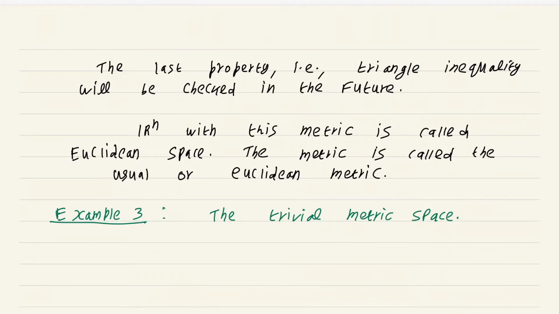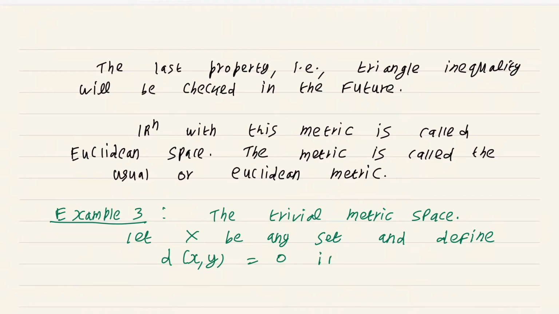Okay, this metric space is defined as follows. Let X be any set and define d of x, y to be 0 if x is equal to y and 1 if x is not equal to y.